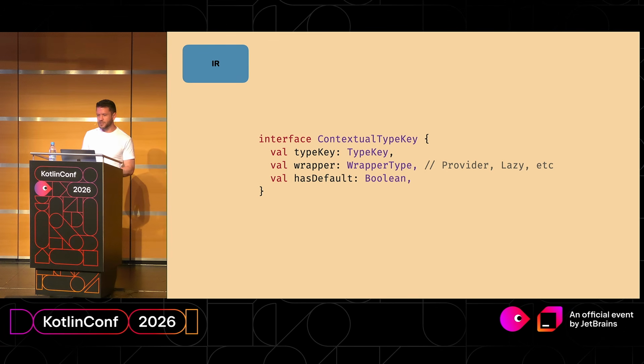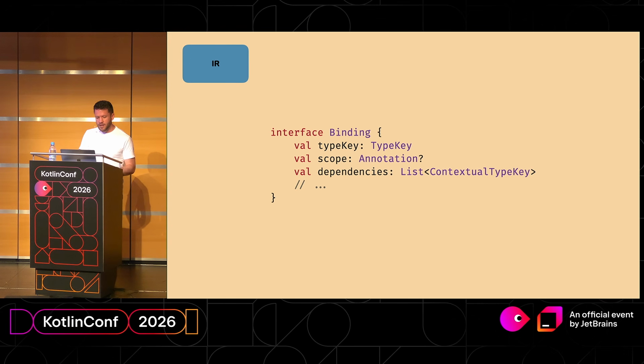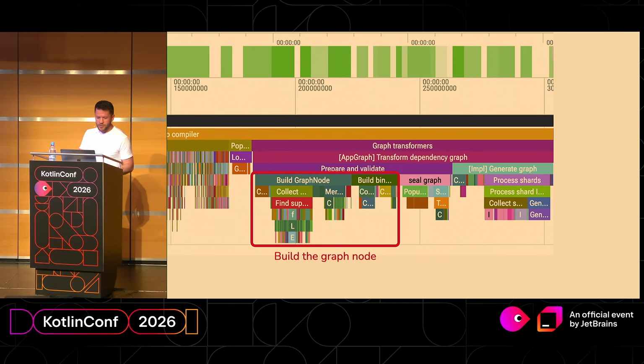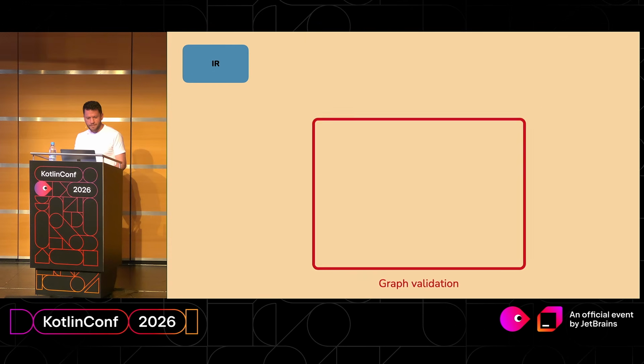So for example, if it's wrapped in a provider or lazy, it can also indicate if that declaration has a default value set for it. Dependencies on bindings are represented that way in our binding class. And the binding itself then may also have some stuff, like, does it have a scope? It has our dependencies, some other things depending on which subtype of binding it is. Papering over stuff, but you get the idea. And that moves us to graph validation.